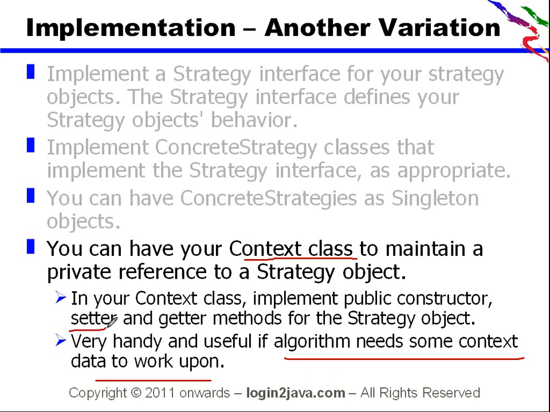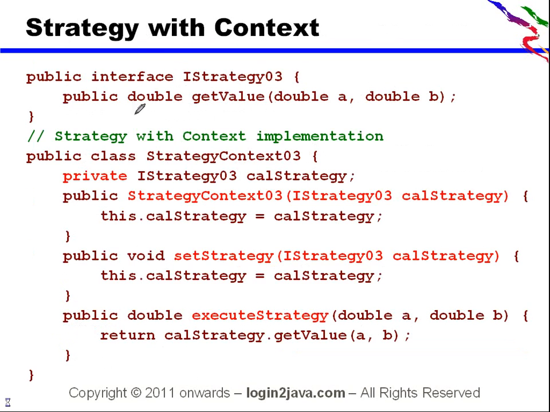What is important here is to have a setter method at least in the context class, so that you can change the strategy within the same context. So let's see the example. Now this is our IStrategy03, the same behavior getValue, and now we are having a StrategyContext03, where we are having a reference for our strategy, first thing.